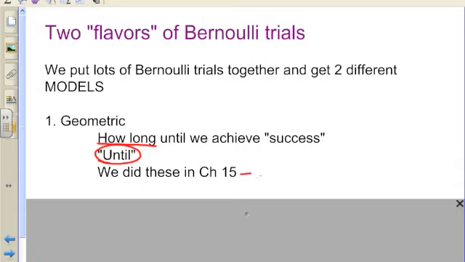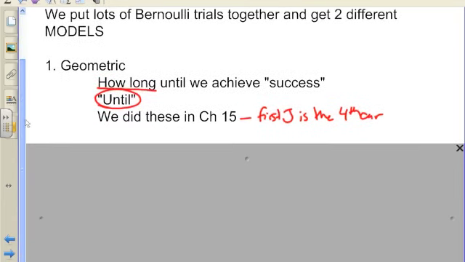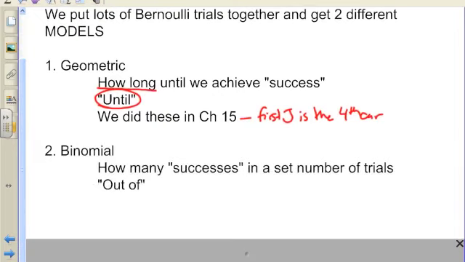You might go back and look, like the first Japanese car you see is the 4th car you choose. That's how long until we see a Japanese car. So that's a geometric question. We're not going to spend a whole lot of time on those because we have already seen them. But the new model we're going to be looking at in the next section is binomial. This is when we're asked how many successes are in a set number of trials. So I think of these as the out of question. And we'll take a look at those in our next lesson.